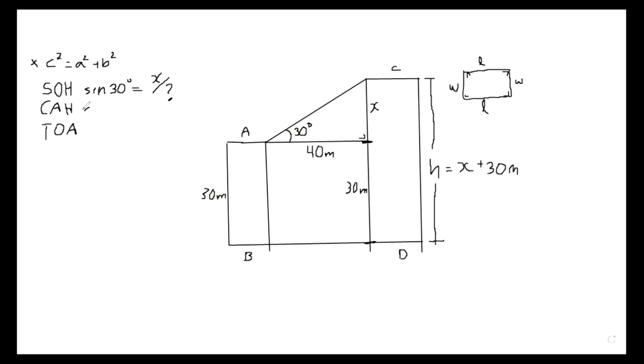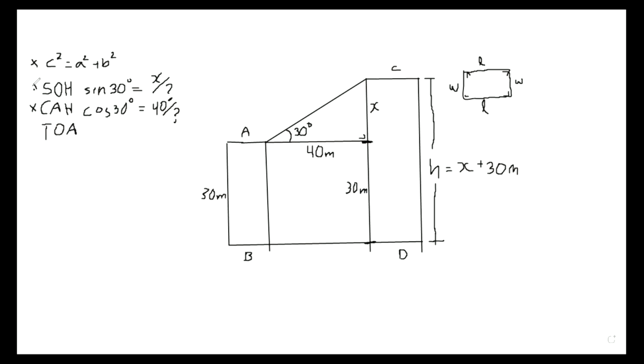What about cosine? So cosine of 30 equals the adjacent over hypotenuse. Okay, we do have an adjacent, which is 40. Okay, things are looking bright. I think we got it, guys. But there's no hypotenuse. Oh boy. I think we're going to be using TOA. What do you guys think?